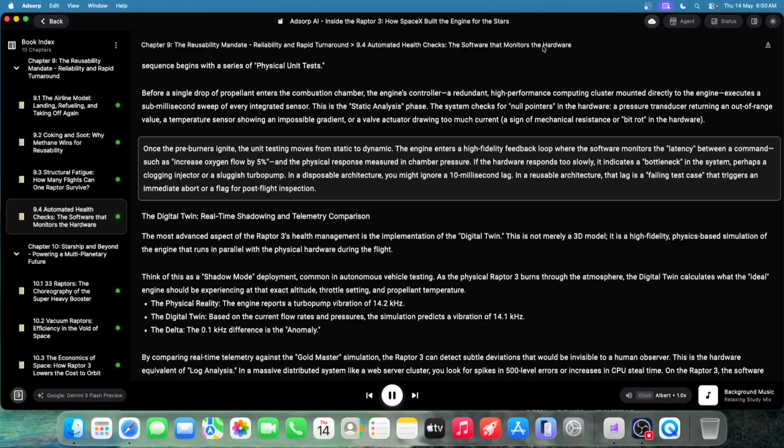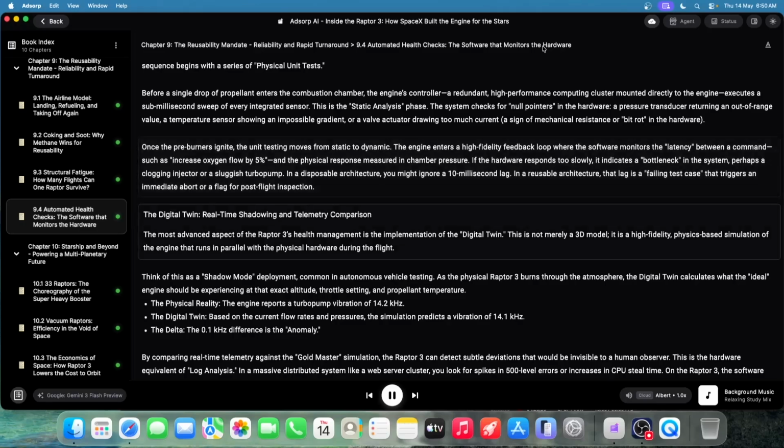And once the pre-burners ignite, the unit testing moves from static to dynamic. The engine enters a high-fidelity feedback loop where the software monitors the latency between a command, such as increase oxygen flow by 5%, and the physical response measured in chamber pressure. If the hardware responds too slowly, it indicates a bottleneck in the system, perhaps a clogging injector or a sluggish turbopump. In a disposable architecture, you might ignore a 10-millisecond lag. In a reusable architecture, that lag is a failing test case that triggers an immediate abort or a flag for post-flight inspection.